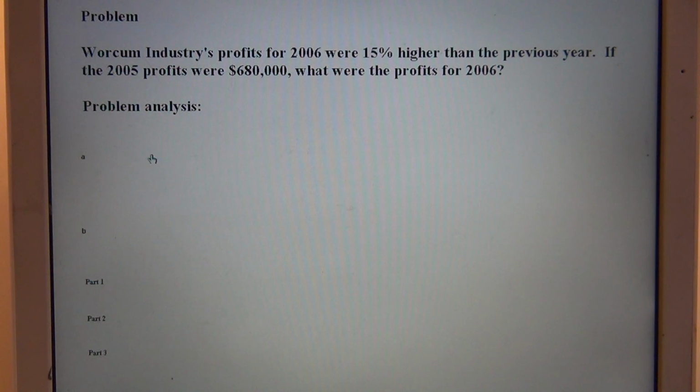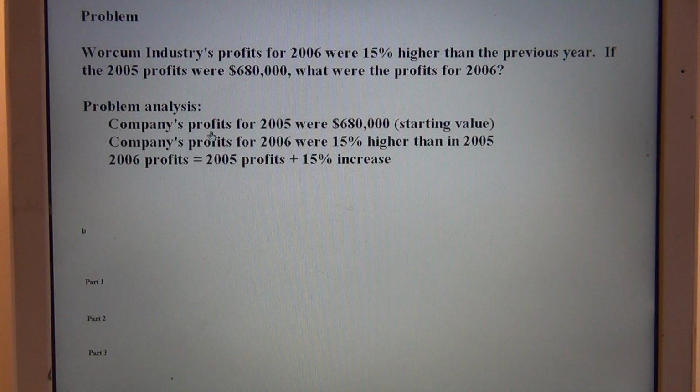Okay, let's analyze the problem. The company's profits for 2005 were $680,000. That was the starting value. The company's profits for 2006 were 15% higher than the 2005 profits. 2006 profits will equal 2005 profits plus the 15% increase. So we have to figure out the 15% increase and add it to the 2005 profits, and that'll tell us the 2006 profits.